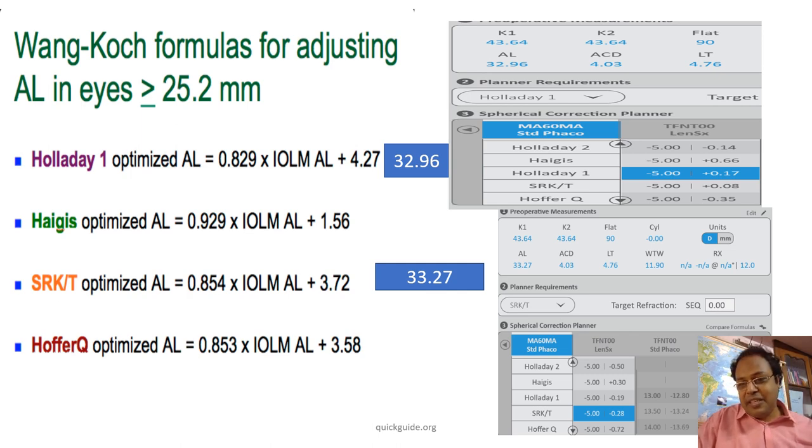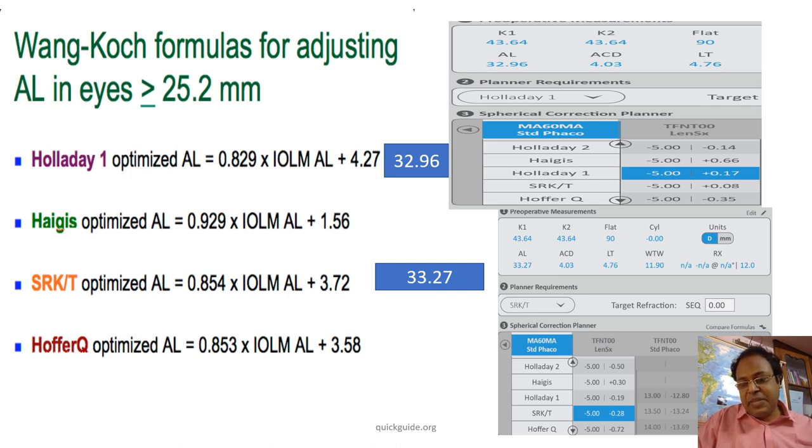What did the Barrett recommend? Remember, Barrett recommended a -5 lens, while all other IOL formulas were recommending not to put a -5 lens. But when I did a Wang and Koch optimization, Holiday 1 is asking me to put a -5 lens. Similarly, with the SRK/T, remember the formula for the Holiday 1 optimization and SRK/T optimization are different, and the formula is over here. So when I did that SRK/T optimization, the modified axial length is 33.27. What is the IOL power that the SRK/T is now asking for? -5. So now, both Holiday 1 and SRK/T are asking you to put a -5.